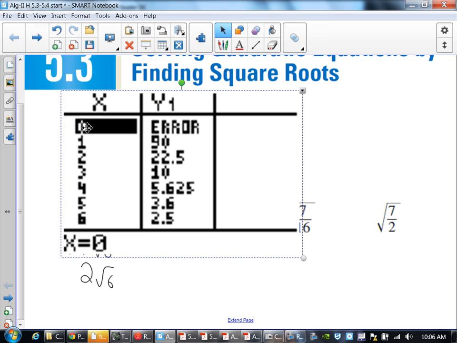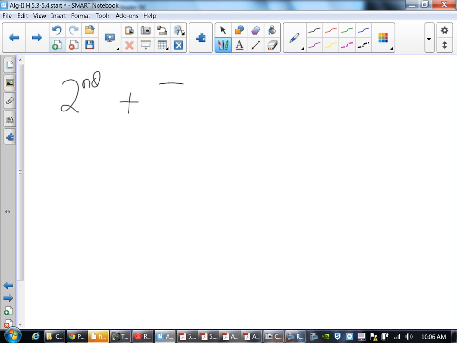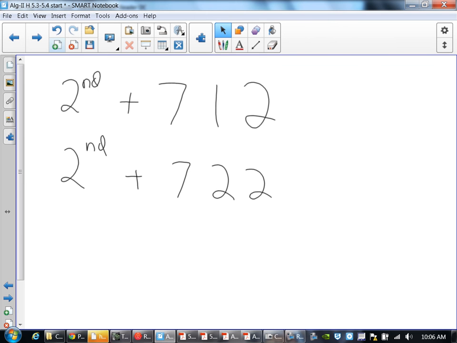If you're not getting decimals in your table like mine, what I want you to do is clear your memory. Second, plus sign, 7, 1, 2. Second, plus sign, 7, 2, 2. It's going to reset to all defaults. Over the course of time, with things getting dropped and batteries getting put back in, somebody might have used it last year during a stats program and changed all the window settings. If you do second plus sign 712, second plus sign 722, it will reset everything for you.